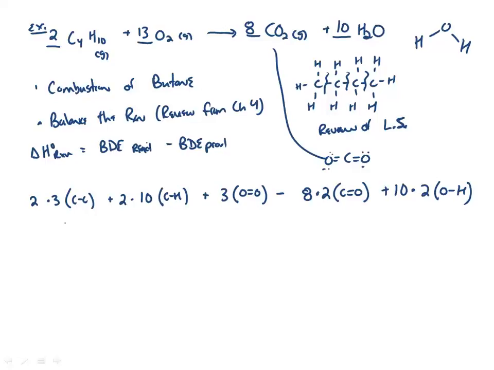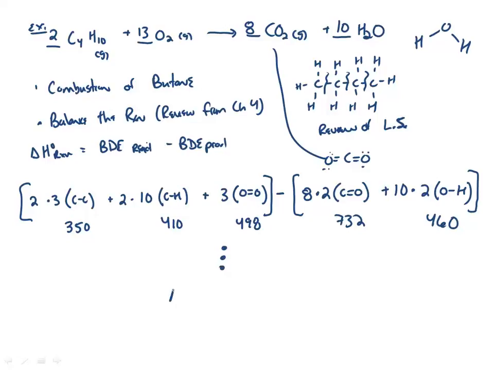And then, of course, if I go look the values up, that's 350. This is 410. This is 498. This is, oh, sorry, forgot to put brackets. Remember, we have to subtract that from all of that. Carbon dioxide bonds are 732, and OH bonds are 460. You skip all the nitty-gritty, gory math in between because that's just math. We get delta H of reaction equals minus 4138 kilojoules.